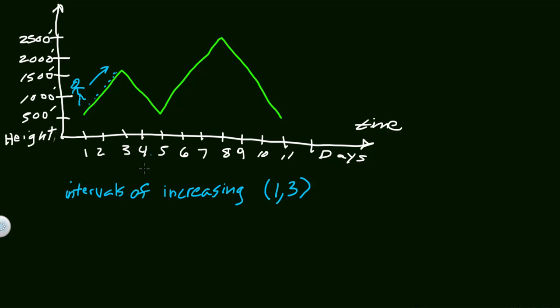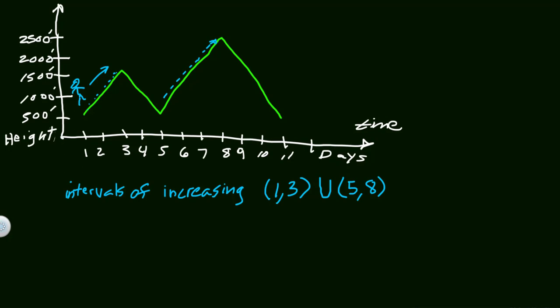And there's also another section where he's going uphill, and that one would be this section. And when is he going uphill there? That would be from 5 to, it looks like, 8. So to do that, we put a U. U is like the glue that holds intervals together. So he's also going uphill, also increasing from 5 to 8. And then we can do the intervals of decreasing.